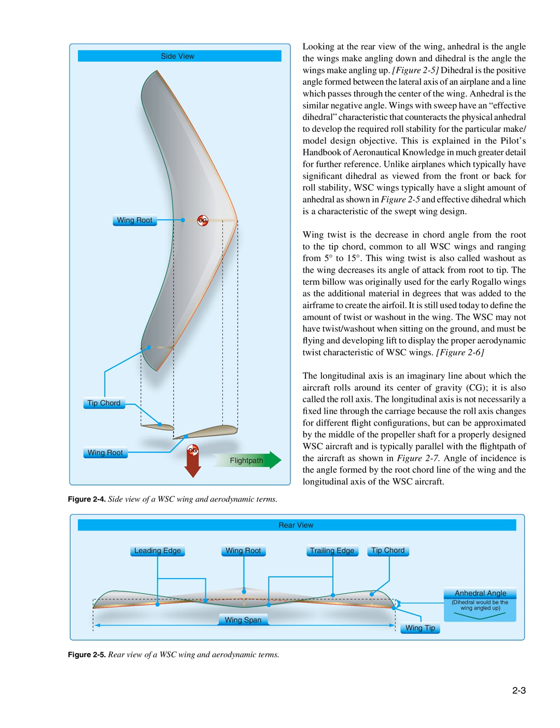Figure 2.6. The longitudinal axis is an imaginary line about which the aircraft rolls around its center of gravity, c.g. It is also called the roll axis. The longitudinal axis is not necessarily a cross line through the carriage because the roll axis changes for different flight configurations, but can be approximated by the middle of the propeller shaft for a properly designed WSC aircraft and is typically parallel with the flight path of the aircraft as shown in Figure 2.7. Angle of incidence is the angle formed by the root chord line of the wing and the longitudinal axis of the WSC aircraft.